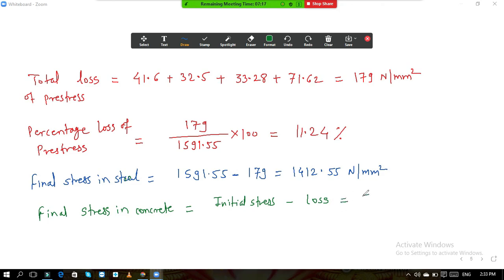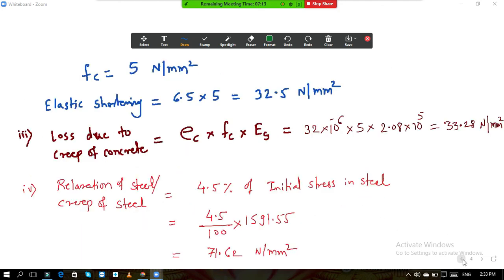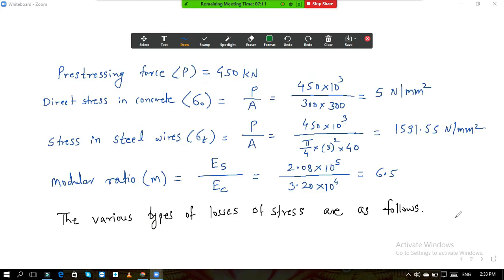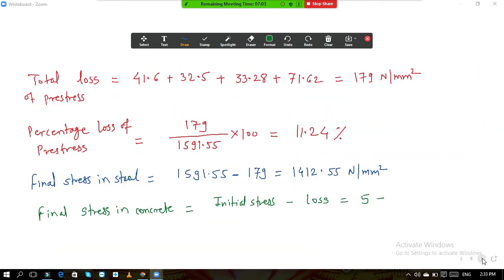So the initial stress is 5. We have calculated P by A in concrete. If you remember, this is your initial stress in steel and this is the one in concrete. So in concrete it is 5. So it is 5 minus the loss, which is 11.24% prestress. So here, 11.24 divided by 100 into the initial stress in concrete.